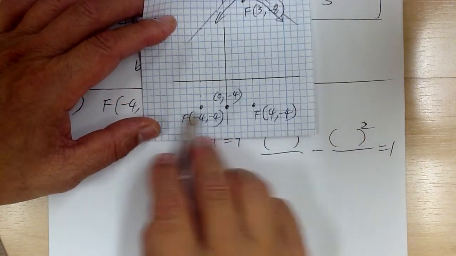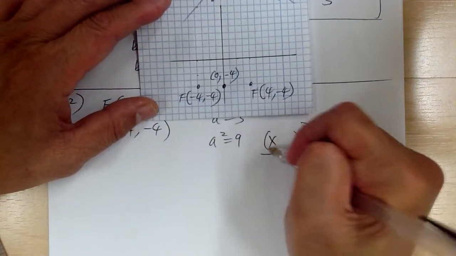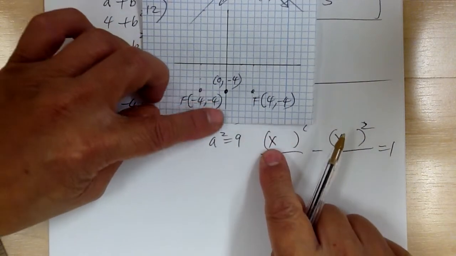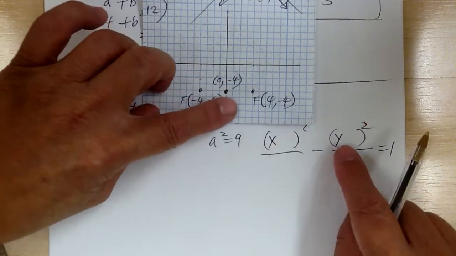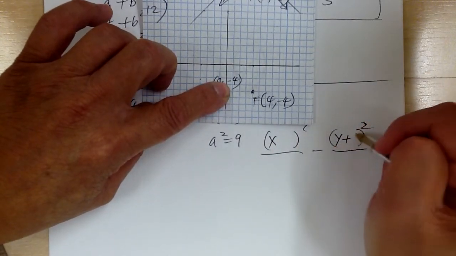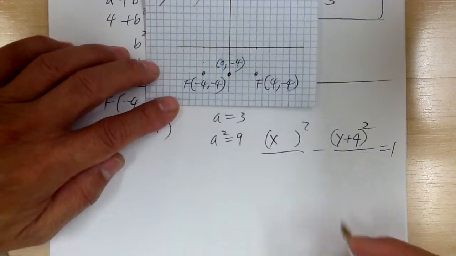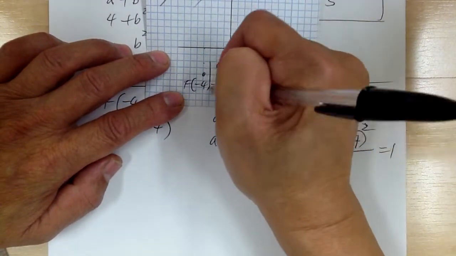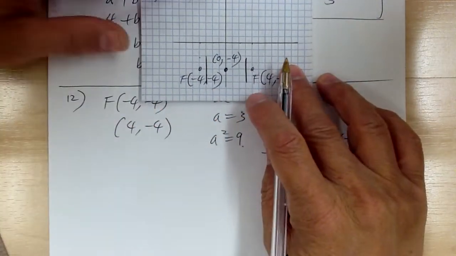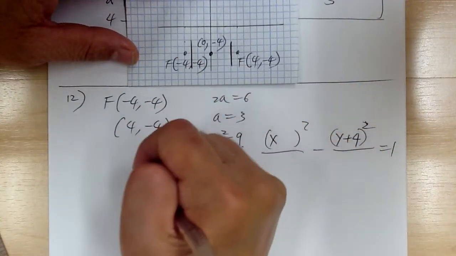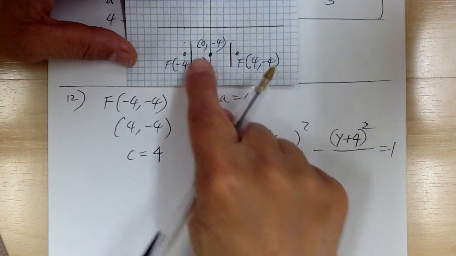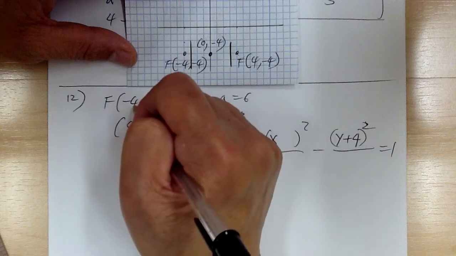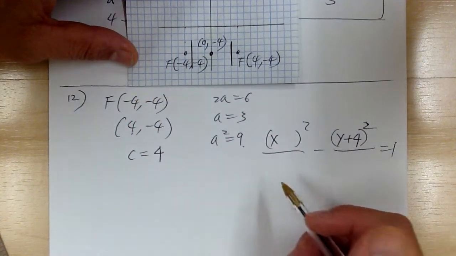Okay, so you can see that it's going to be in the x direction. So x comes first, and therefore y comes next. And so you're going to have x minus 0, so don't write that. And you have y minus negative 4, so it'll be y plus 4. Okay, and then from here you can see a equal to 3, so that's your box. So you go 3. Also from the picture you can see that c is equal to 4. Or you can just subtract: 4 minus negative 4 will give you 8, divided by 2 will give you 4.